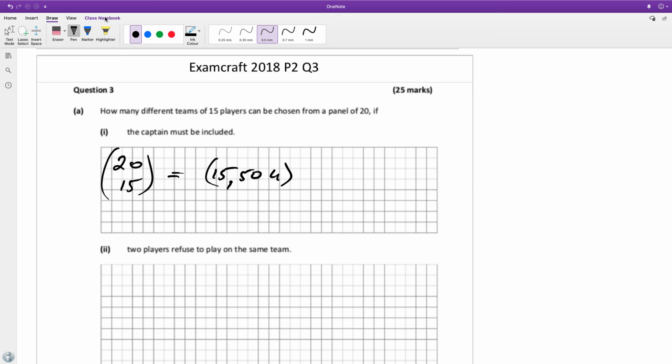Oh, sorry, the captain must be included. Apologies. 20, choose 14, you're right. I missed that little word. Captain must be included. So from 19, choose 14. From 19, choose 14. I didn't see the line. From 19, shift nCr, choose 14, and it's 11,628.